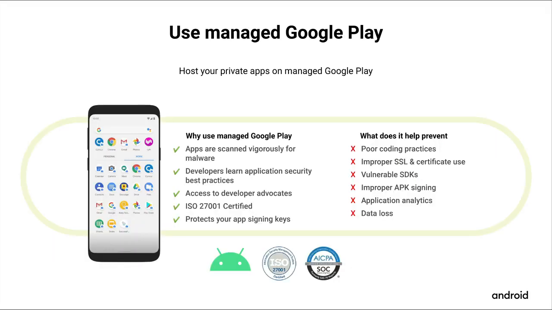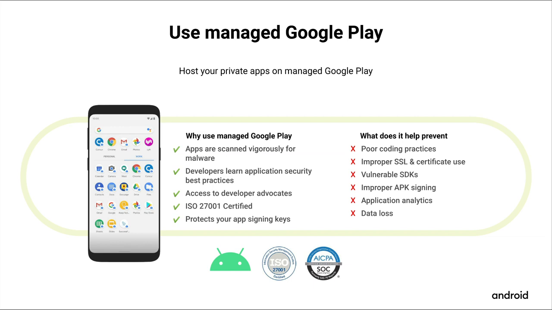Now, when we get to the application store, we want you to use managed Google Play. One of the biggest things we see, and in the previous slide, is when you build private apps and you don't use managed Google Play, then the Google Play store doesn't have the capabilities to scan your apps. So as you can see here, a couple of use cases or why you should use managed Google Play is, number one, it will scan your app vigorously for malware, poor coding practices, and vulnerable SDKs, just like we mentioned previously. So please deploy your private apps through managed Google Play because it makes them stronger.